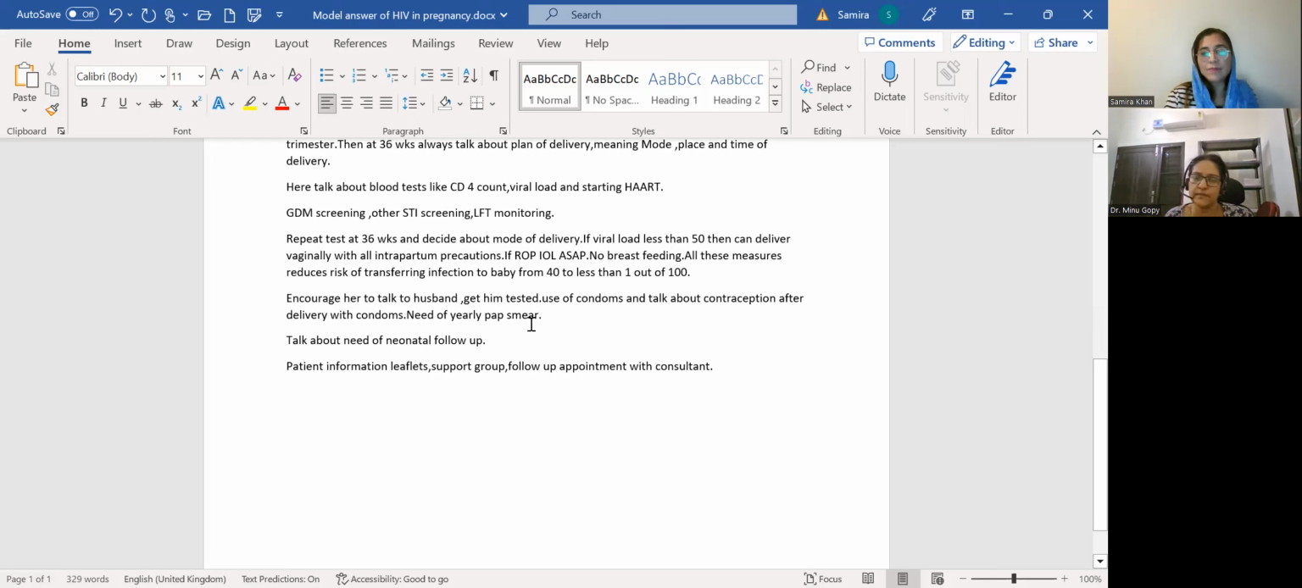Need of early pap smear, yearly pap smear. Did you say that? No, I thought about that, but then in the end I forgot, actually. Talk about the need of neonatal follow-up, of course, patient information leaflet, support group follow-up.